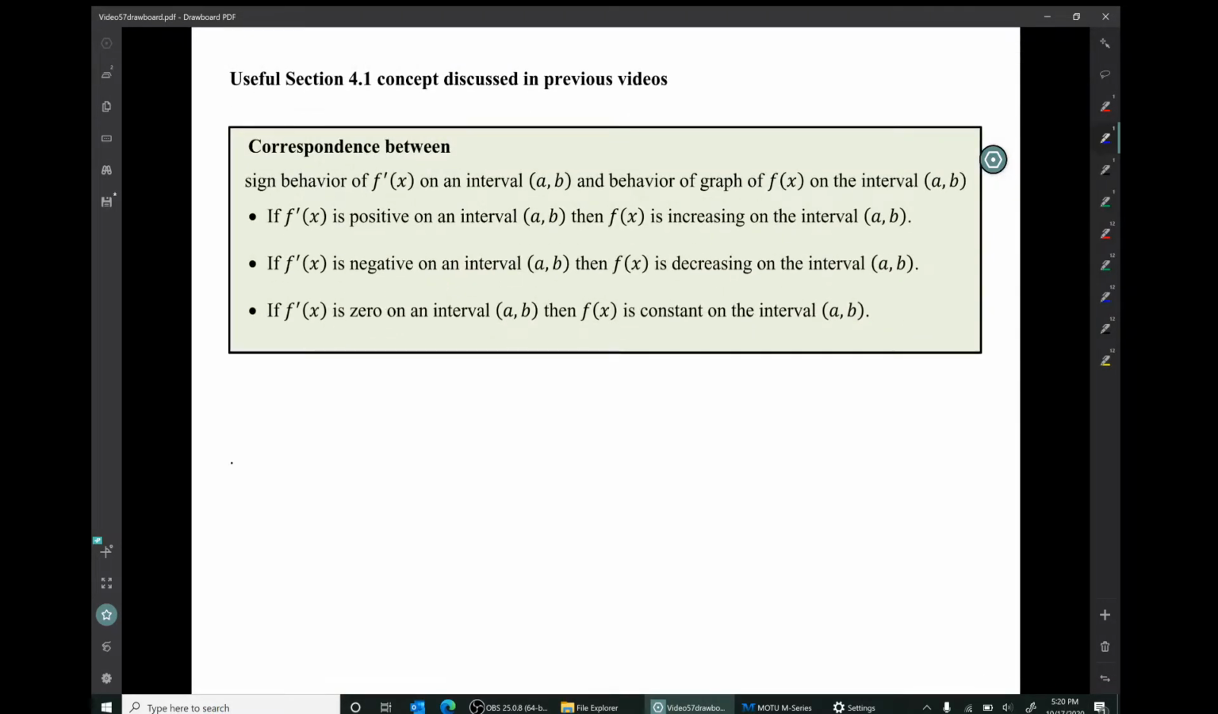Useful concepts from previous sections: we will use the correspondence introduced in section 4.1, the correspondence between the sign behavior of f prime on an interval and behavior of the graph of f on the interval. That was, if f prime is known to be positive on an interval a, b, then f of x will be increasing on that interval.